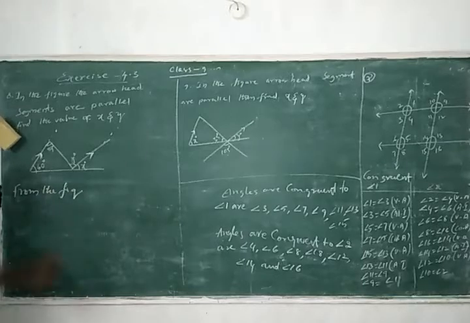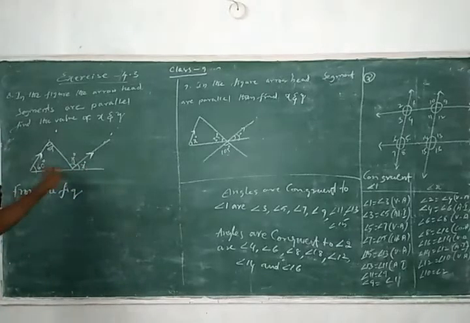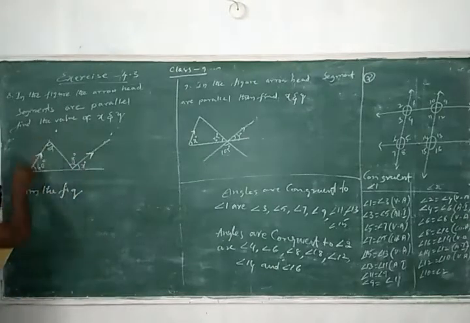From the figure, here x is equal to 60. Why? Because corresponding angles are equal, since the arrowhead lines are parallel. Corresponding angles are compulsorily equal. So x degrees is equal to 60 degrees.